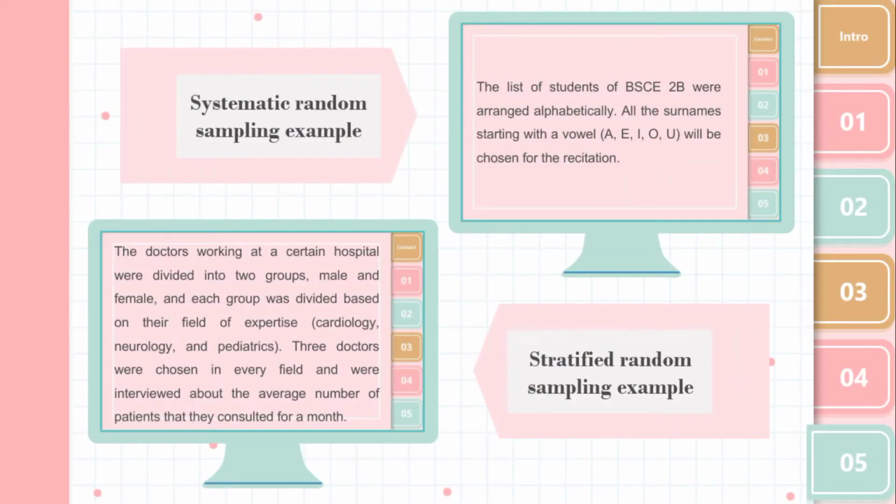Systematic random sampling. The list of students of BSCE 2B were arranged alphabetically. All the surnames starting with a vowel will be chosen for the recitation.